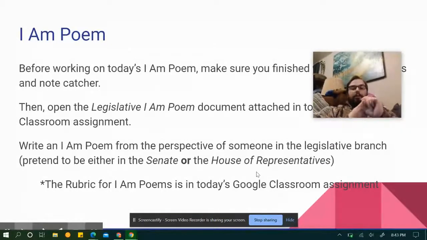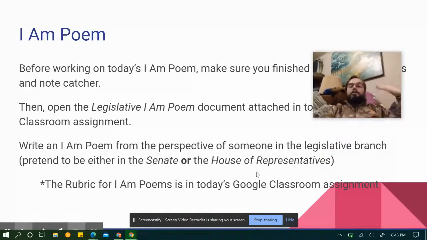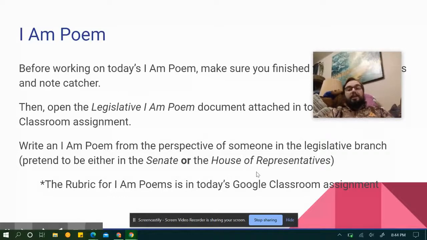Okay, if your poem feels very generic, like, hey, I'm a person in the legislature, that's about it, that's going to hurt you. Okay, I should feel like you are an individual person, you are a unique person in the Senate or a unique person in the House of Representatives. Be creative with this. Okay? Yes, you have to have accurate information, but have fun with it. Be creative. Pretend like you're an actual individual there. You should sound different than everyone else in the classroom writing this poem.